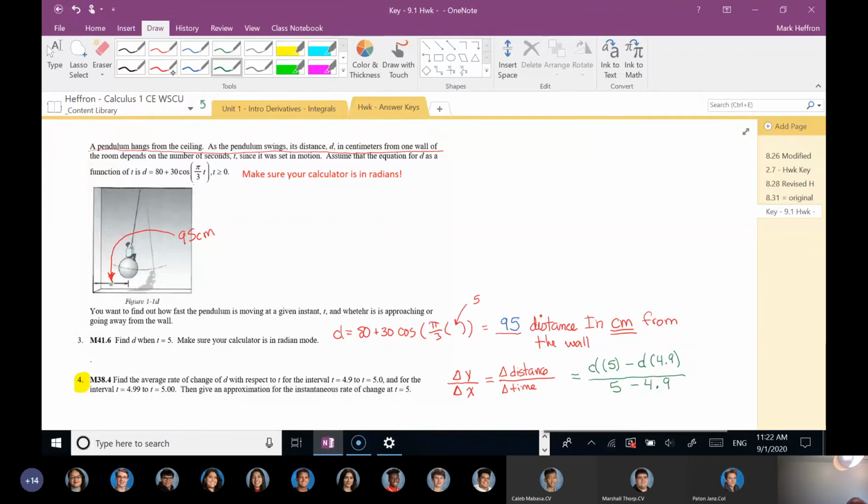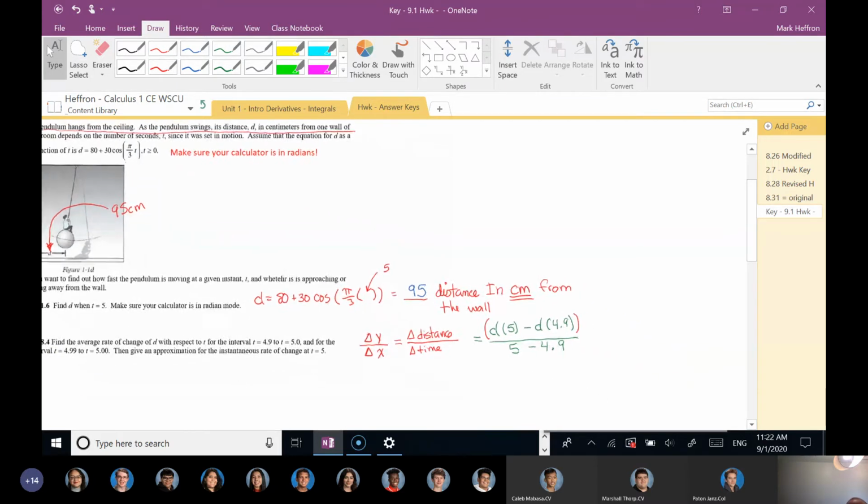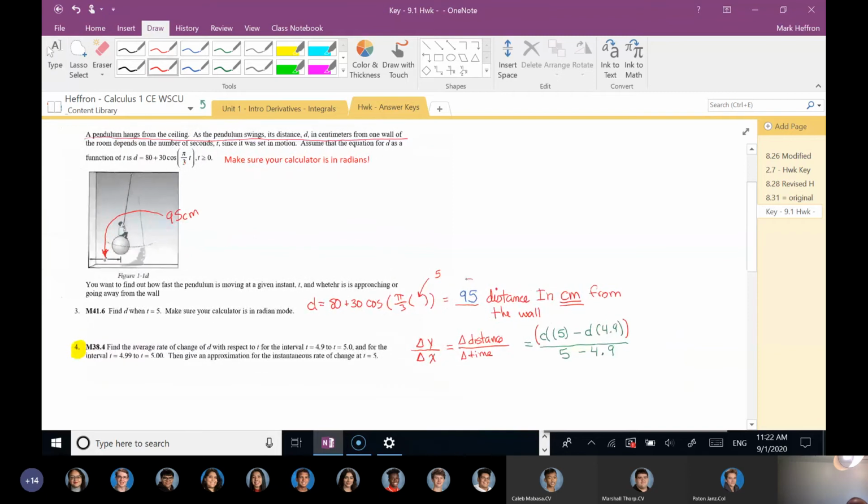And of course, this numerator can be found just like we found that 95, can't it? On our calculator, it would look like y at 5, y1, minus y1 at 4.9, all over 5 minus 4.9.